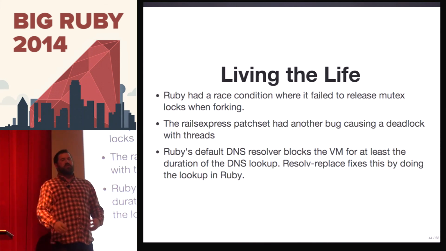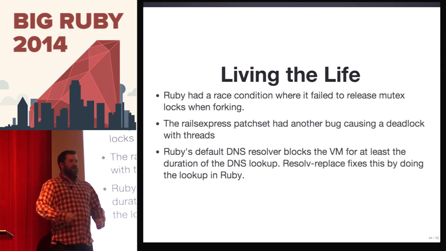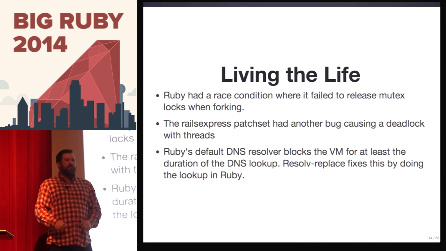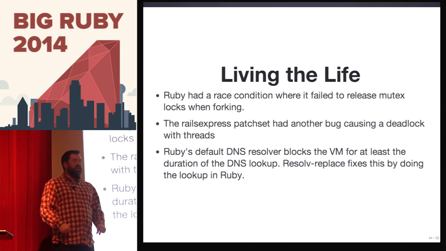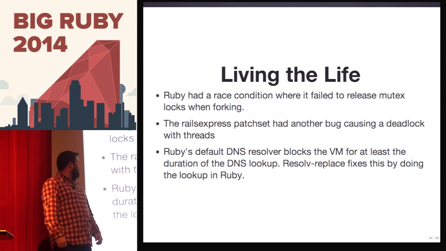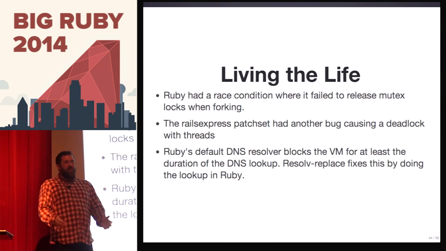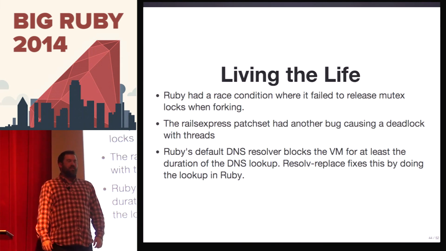Then we were using the Rails Express patch set, which back in the day was the only way to get good garbage collection in your Ruby app. It was, I think, the set of patches that went into Passenger at one point. There's a long history of these things floating around. And this was fine, but it had another bug fairly similar that would cause deadlocks.